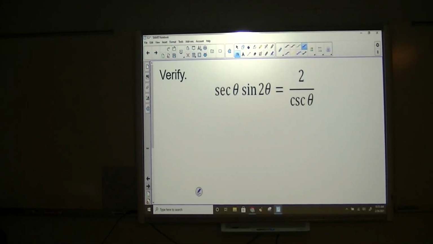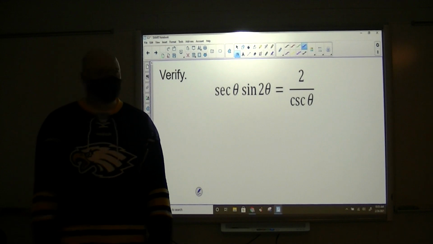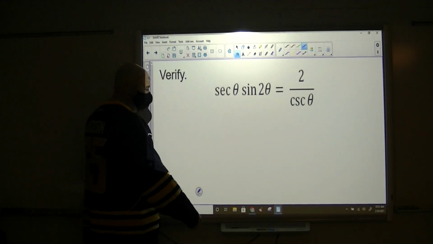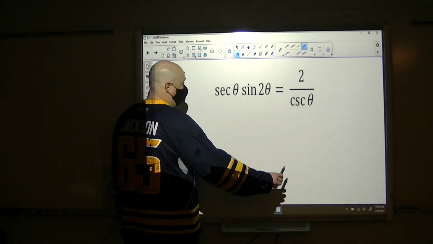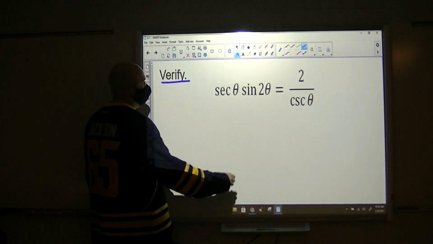1 over cosine times cosine is 1. Okay, good. What you can't do is, remember, since we're verifying, you can't work across the equal sign. That's all that matters, okay?